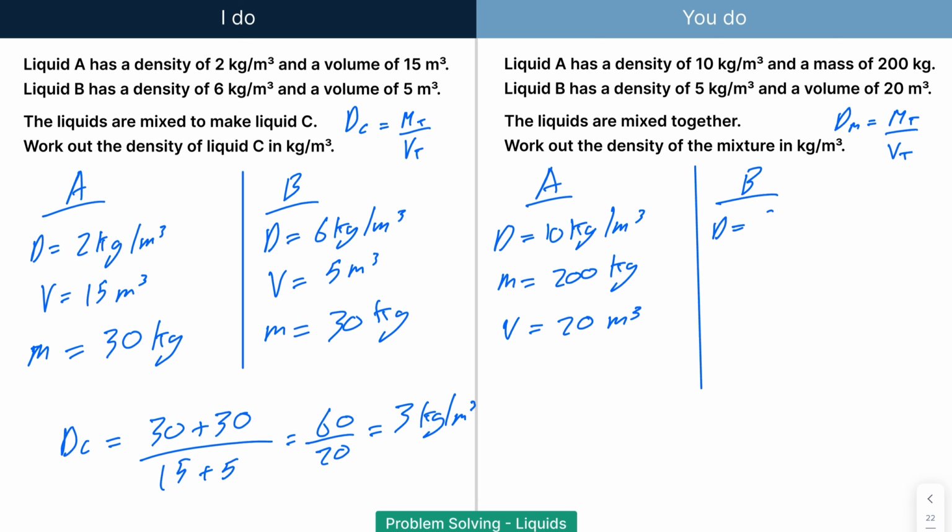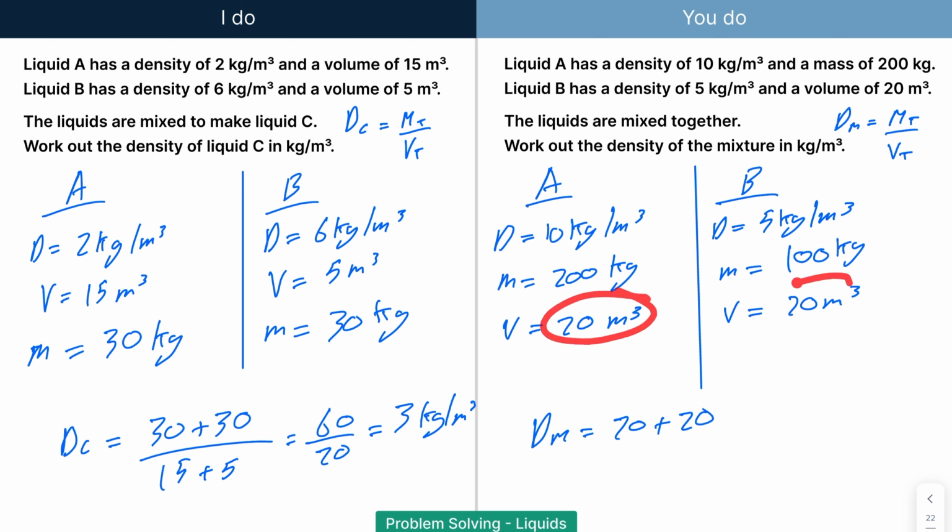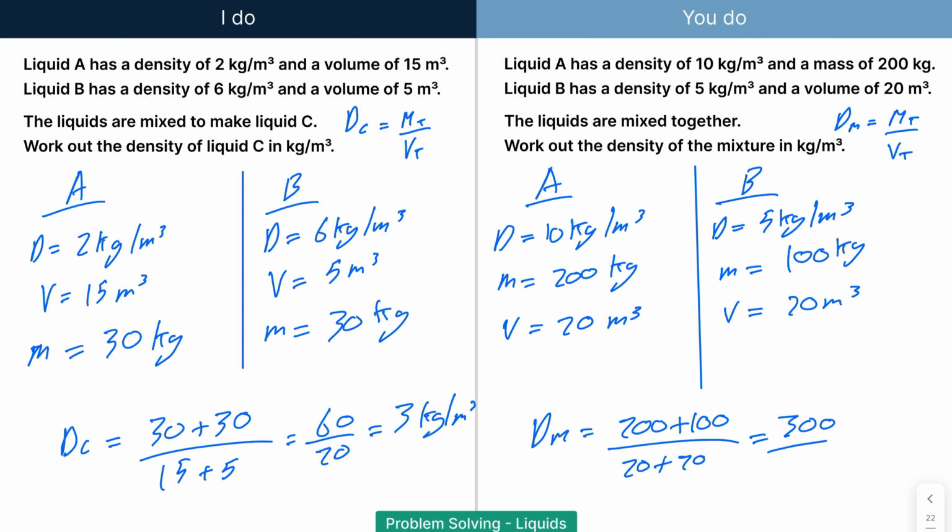And the same thing on the right, density is given. The mass, we don't know what the mass is, we can calculate that because we have the volume. The volume is 20 meters cubed. So density is mass over volume, so it'll just be 5 times 20, which is 100 kg. So finally, the density of the mixture is the total mass divided by the total volume, which is 20 plus 20. That's because if we mixed A and B together to get the mixture, we add them. And then we just end up with 30 divided by 4, which gives us 7.5 kg per meter cubed. That is our final answer.